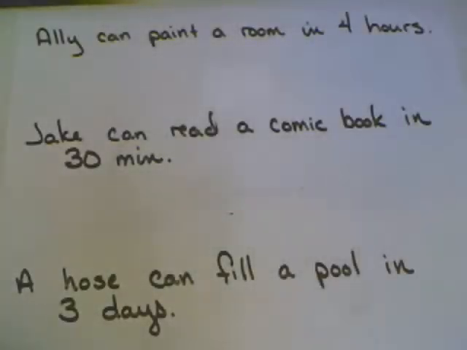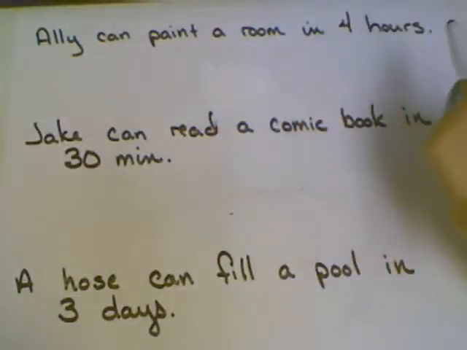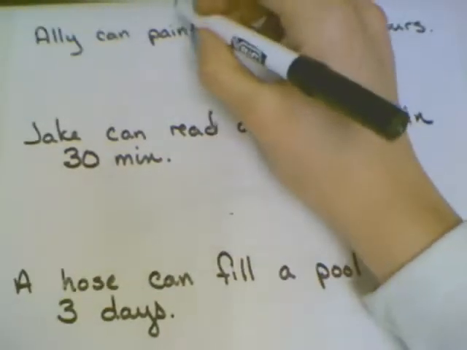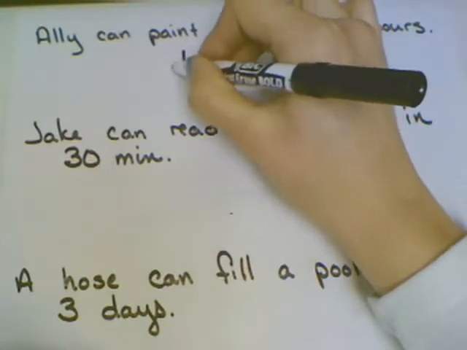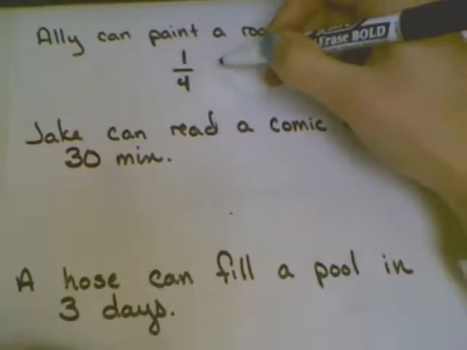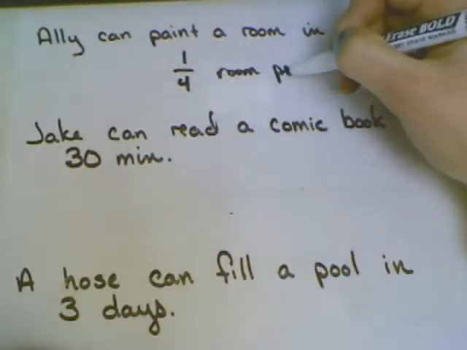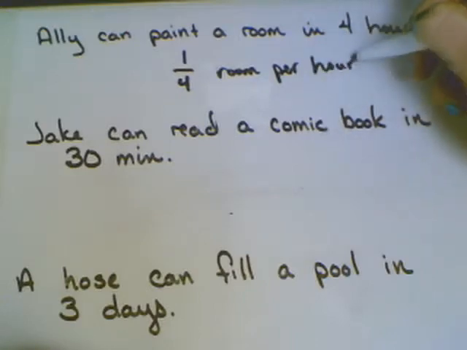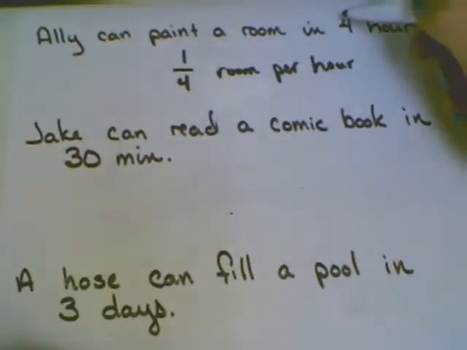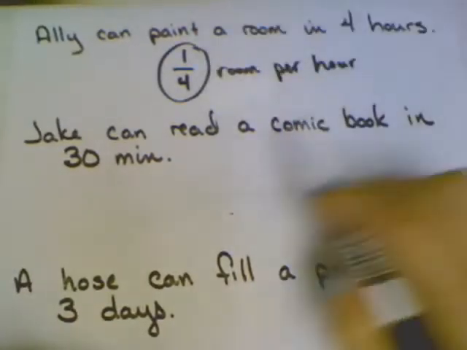Work rate is a ratio that deals with the amount of work done over the time it takes to get it done. So if Allie can paint a room in 4 hours, we consider her work rate to be that she can paint one room in 4 hours, the ratio 1 to 4. To put a label on it, we're talking about 1/4 room per hour. What the task is over the time it takes to complete it.